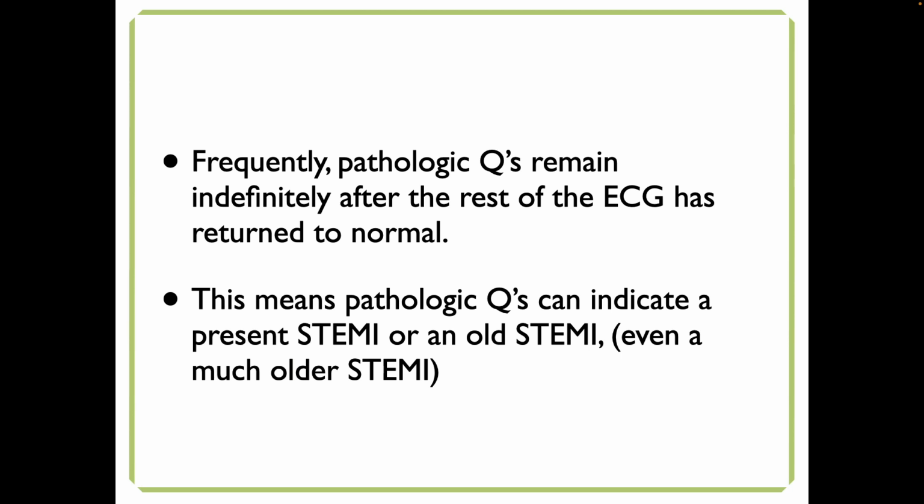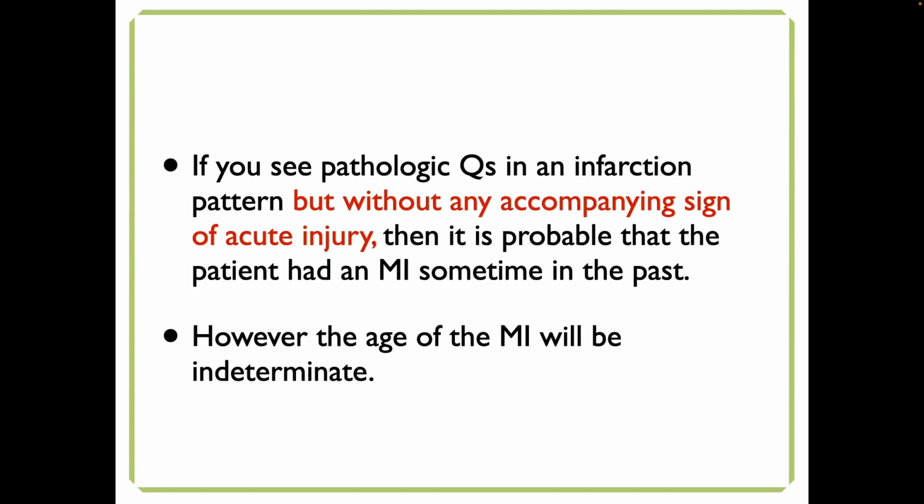Okay? This means that pathologic cues can indicate one of two things. And that's why they're not so useful to us as some of the other stuff. They can either say there's a STEMI happening right now that's at least 2 to 3 hours old, or they can mean this guy had a STEMI 20 years ago, 6 months ago, 5 years ago, we don't know, indefinite age, okay? So how do you tell the difference between a cue that means happening now as opposed to happened once? Okay, here's the answer.